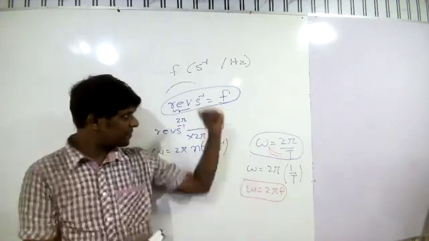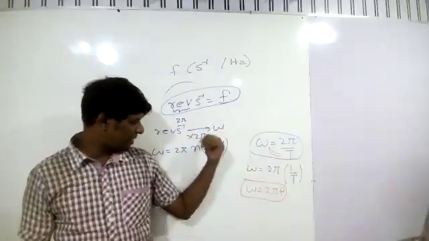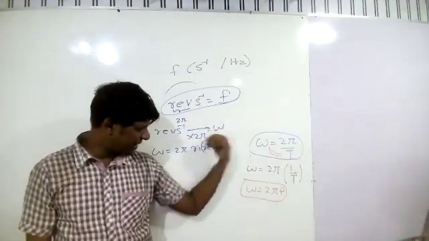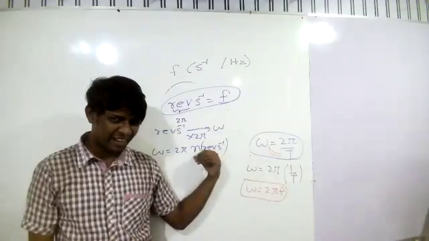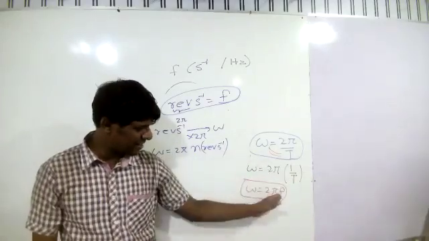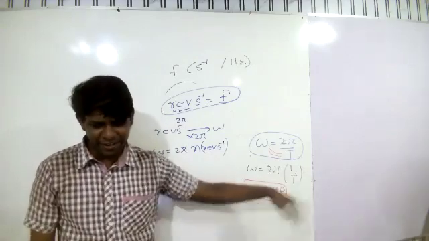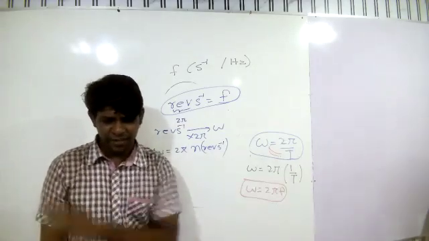Revolution per second means frequency. So you only have to multiply 2 pi by the n revolutions per second, since n revolutions per second is frequency. Omega equals 2 pi f. You can use it with no problem.